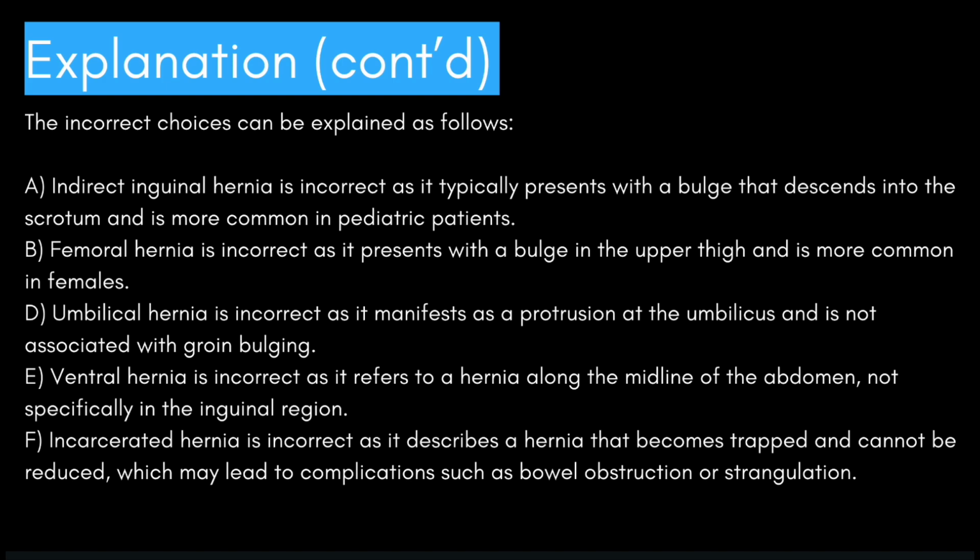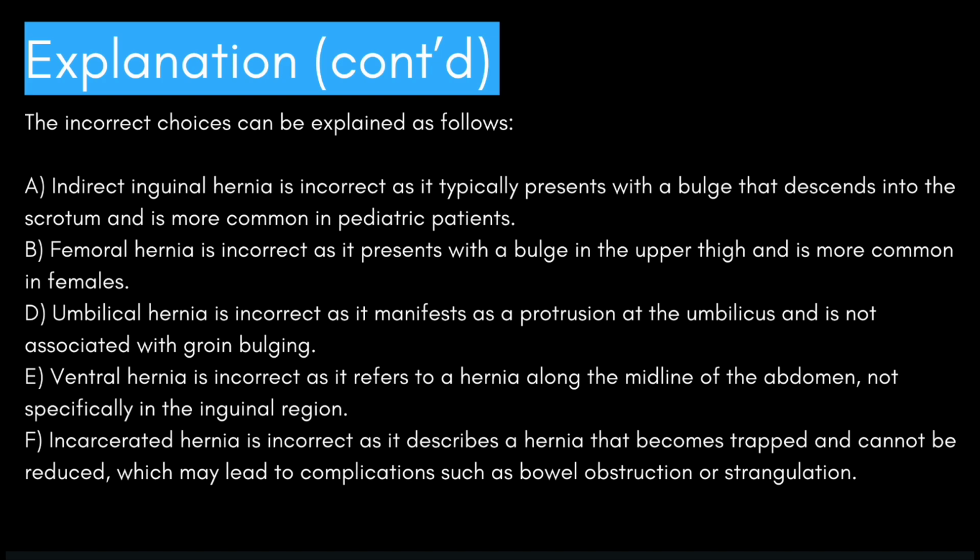Indirect inguinal hernia is incorrect as it typically presents with a bulge that descends into the scrotum and is more common in pediatric patients. Femoral hernia is incorrect as it presents with a bulge in the upper thigh and is more common in females. Umbilical hernia is incorrect as it manifests as a protrusion at the umbilicus, and is not associated with groin bulging. Ventral hernia is incorrect as it refers to a hernia along the midline of the abdomen, not specifically in the inguinal region. Incarcerated hernia is incorrect as it describes a hernia that becomes trapped and cannot be reduced, which may lead to complications such as bowel obstruction or strangulation.